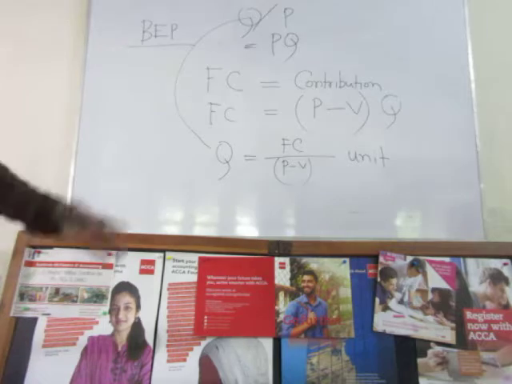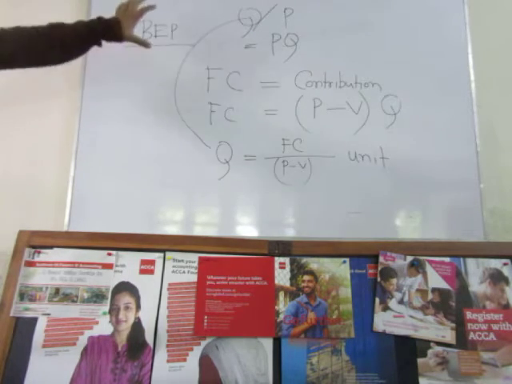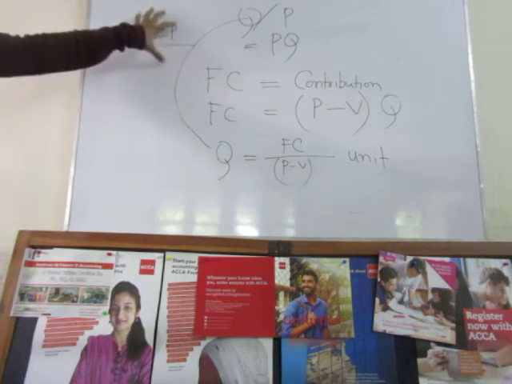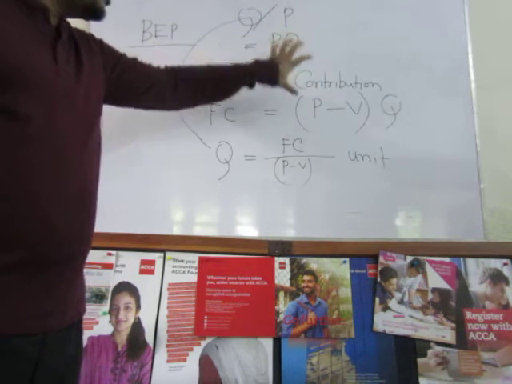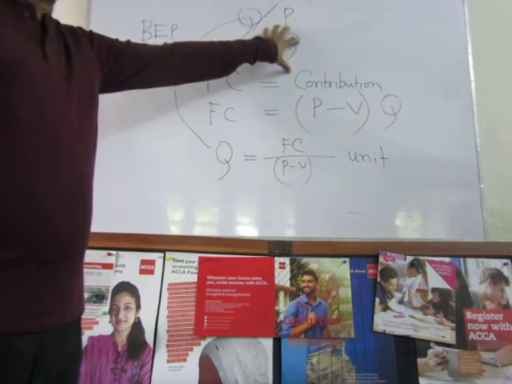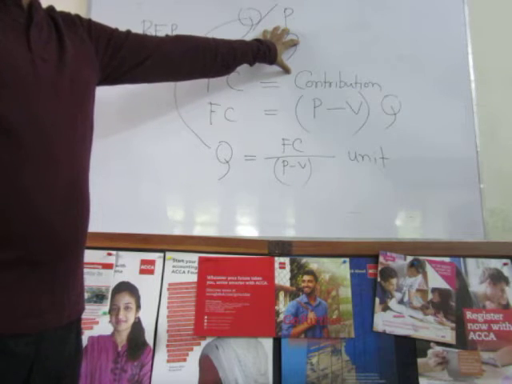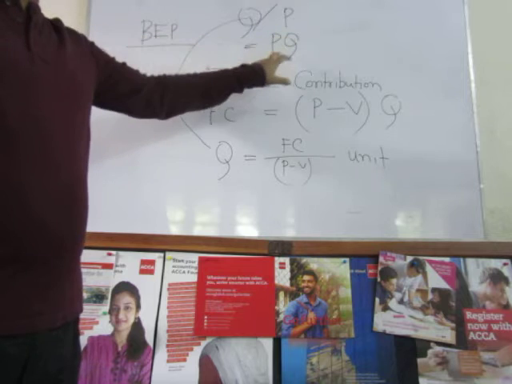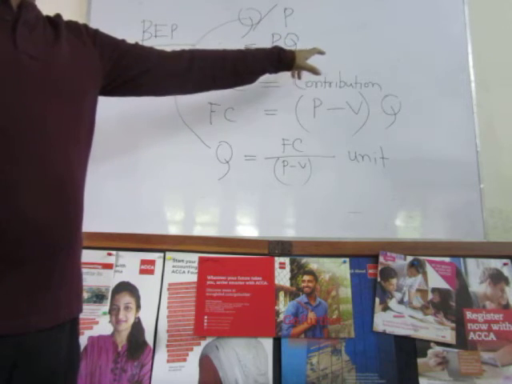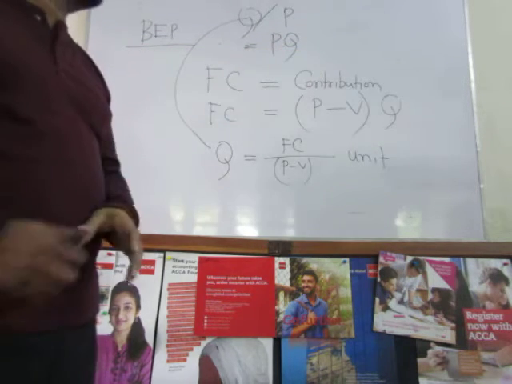Clear? So these are the two components that you can find out. One is break-even quantity, another is break-even sales volume. What's the relationship between these two? Break-even sales volume is the revenue generated by selling the break-even quantity in the market. তাহলে কত টাকা জেনারেট হবে? P dollar per unit into quantity sold out. Clear? So this is all about.